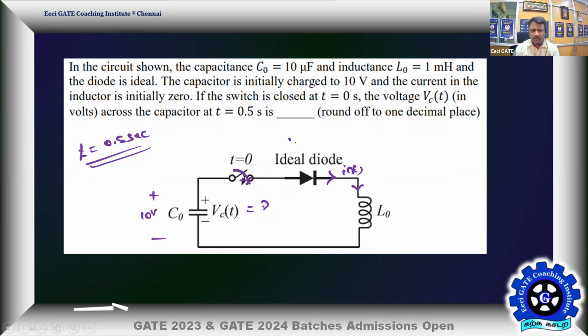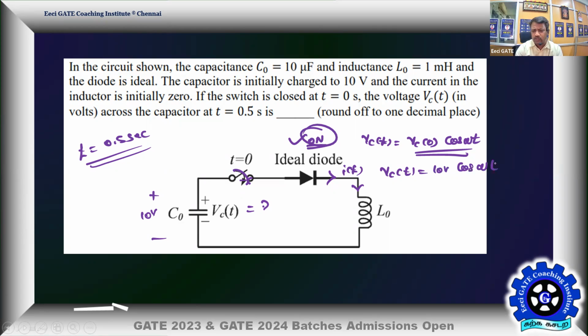Assuming the diode is on, the capacitor is going to lose voltage, which means your VC of t has to follow the waveform VC of 0 into cos omega t. That's where the problem actually has to begin. Assuming the diode is in an on condition, which is very important, the VC of t will fall like this, in a cosine pattern. So what is VC of 0 given? It is 10 volt, so 10 volt cos omega t. What is omega? Omega is based on your tank circuit.